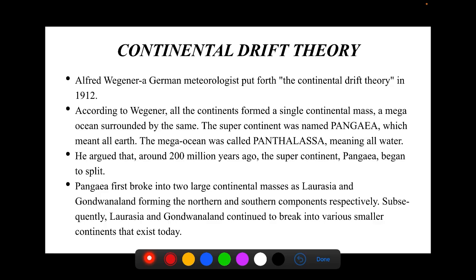We have to discuss major theories in this chapter, and we are going to start with the first theory, that is continental drift theory. Before starting, let's see a video to quickly understand.